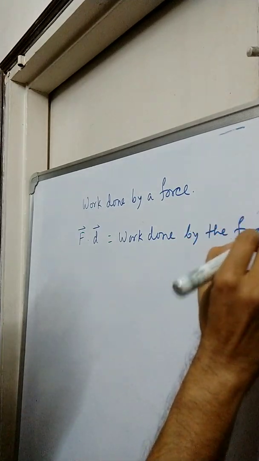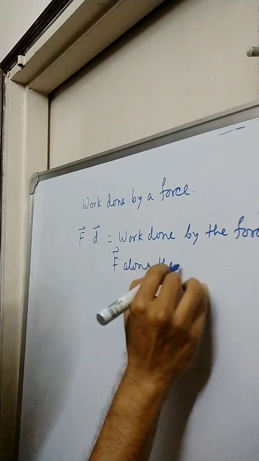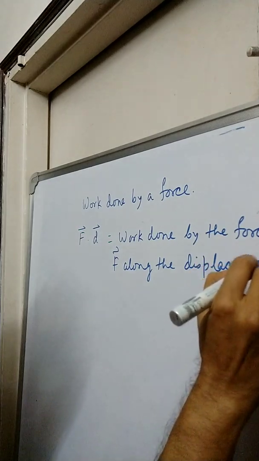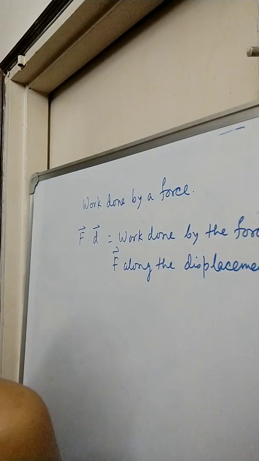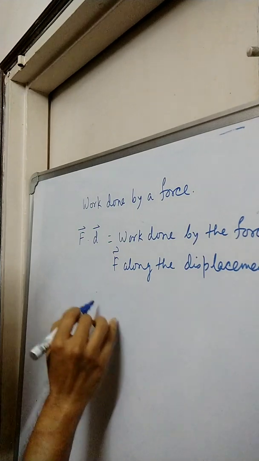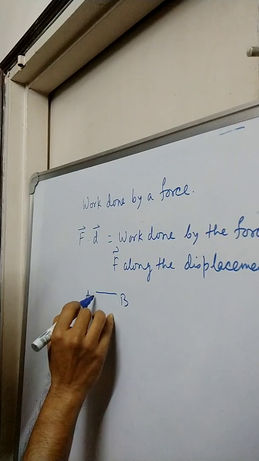F along the displacement. Now, this is very important, this language, along the displacement. This means that we are to calculate the displacement through the direction the F is acting. Let us assume that this is a point A and this is a point B, and we displace a particle from A to B.